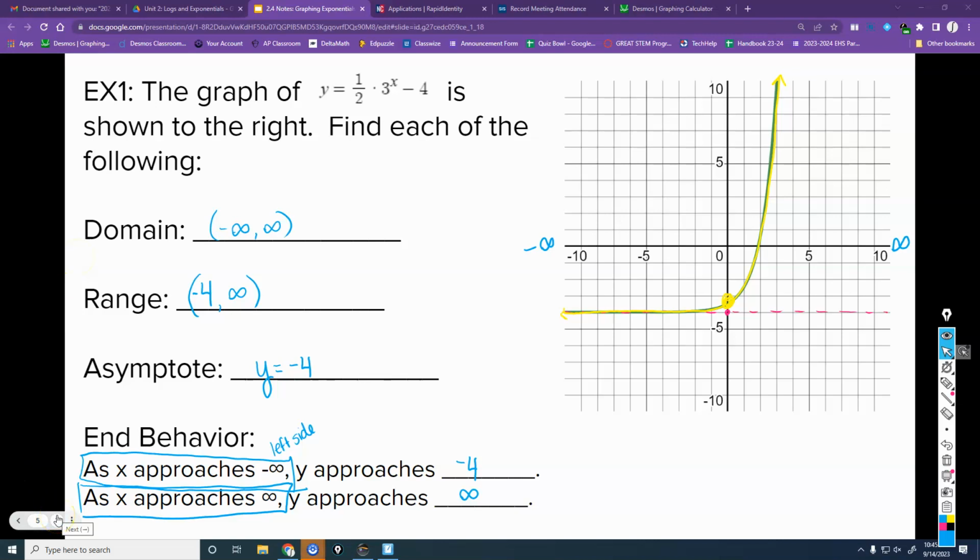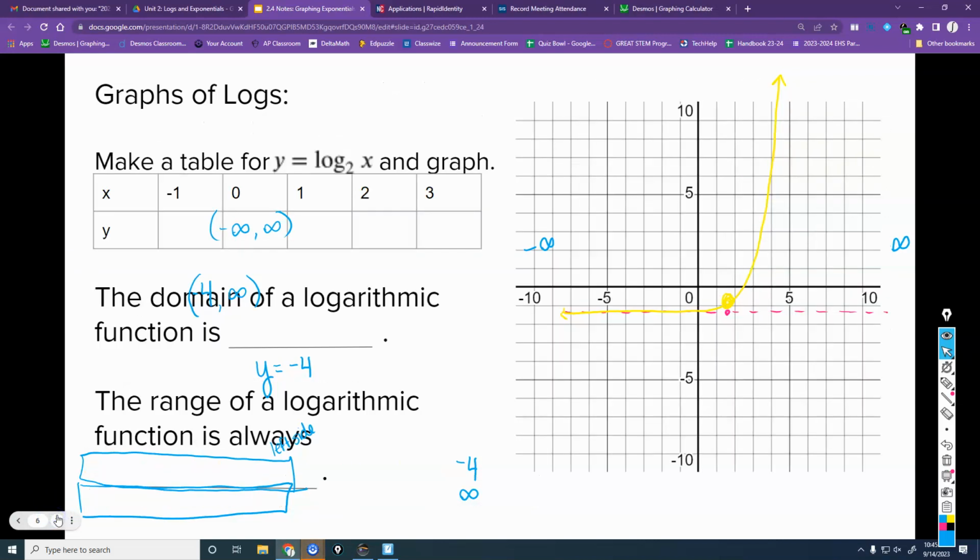All right, questions? All right, those are exponentials. Let's look at some logs.